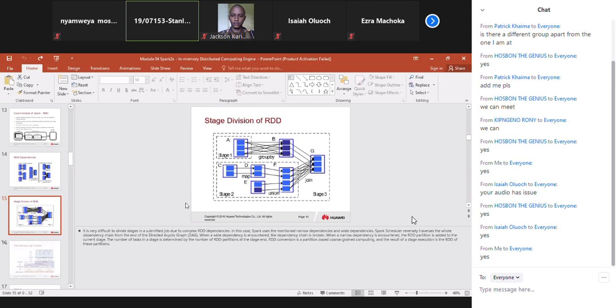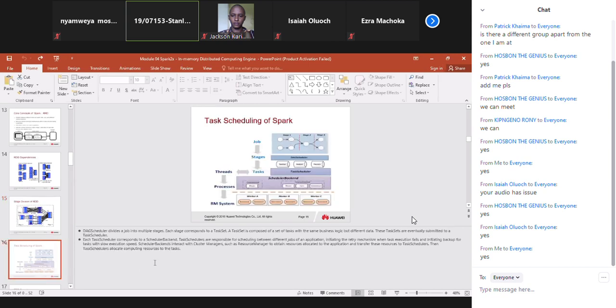Then we have the stage division of RDDs. Now, it is very difficult to divide stages in a submitted job due to the complexity of RDD dependencies. In this case, Spark uses narrow dependencies and wide dependencies. Now, the Spark scheduler traces the whole dependency chain from the end of the directed acyclic graph. I know this one is a bit technical, but just understand the concepts. I don't want you to give up.